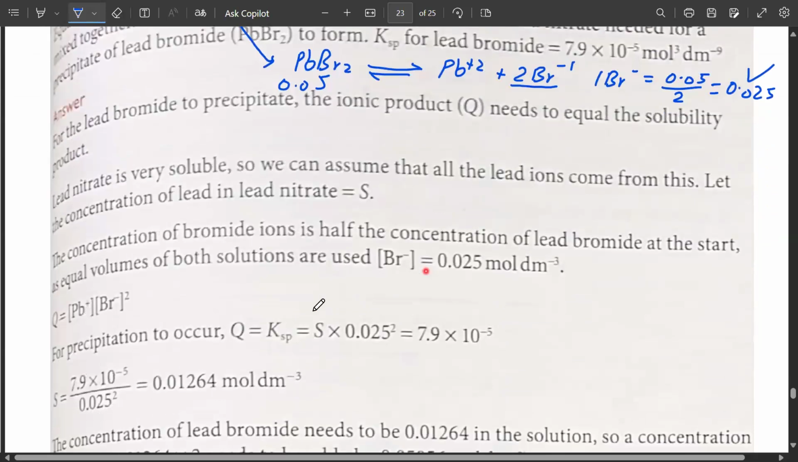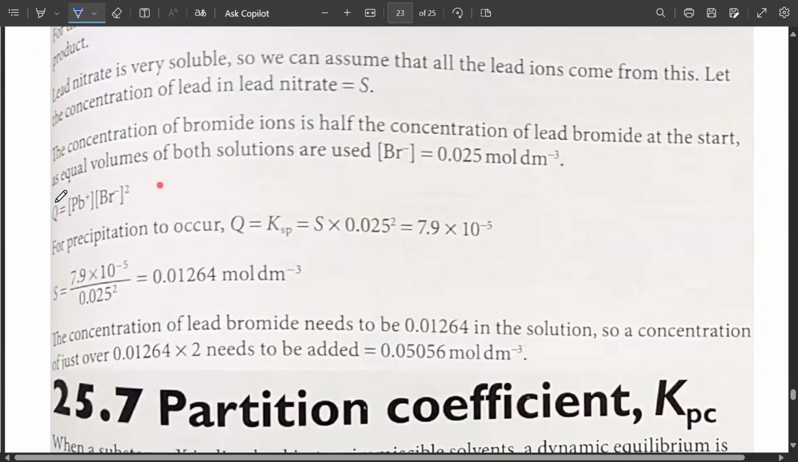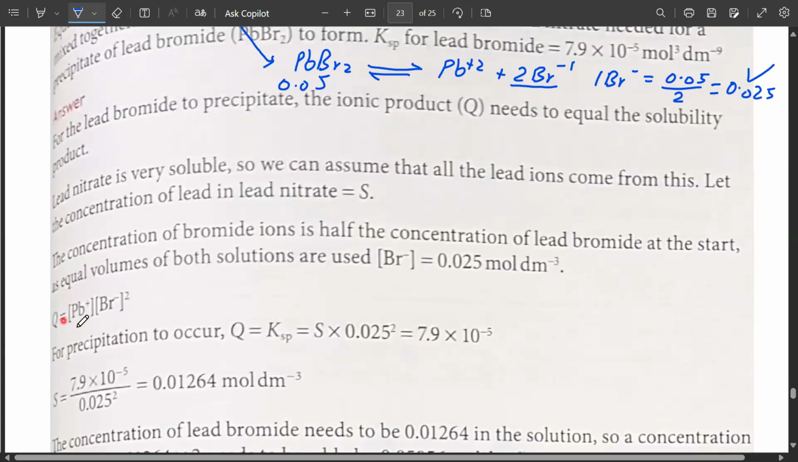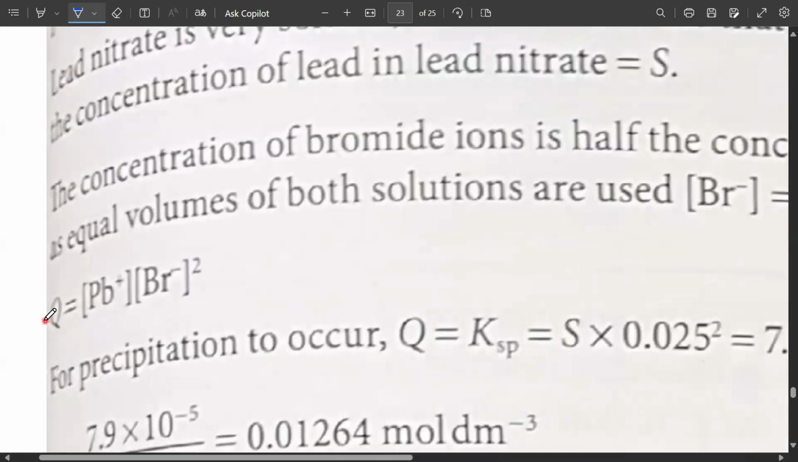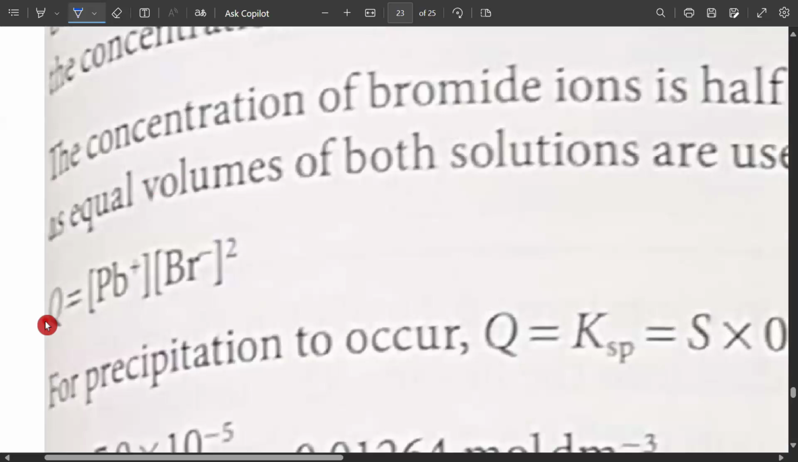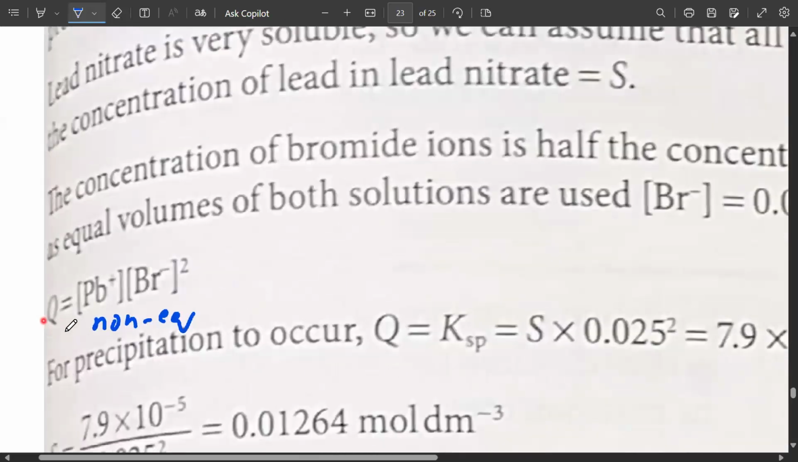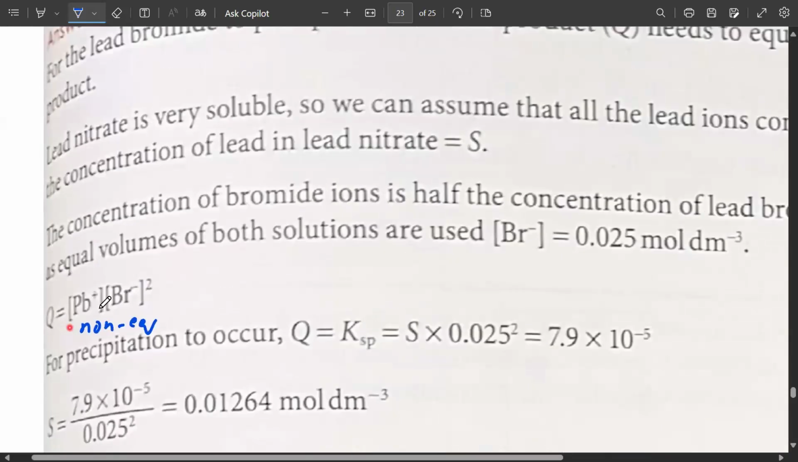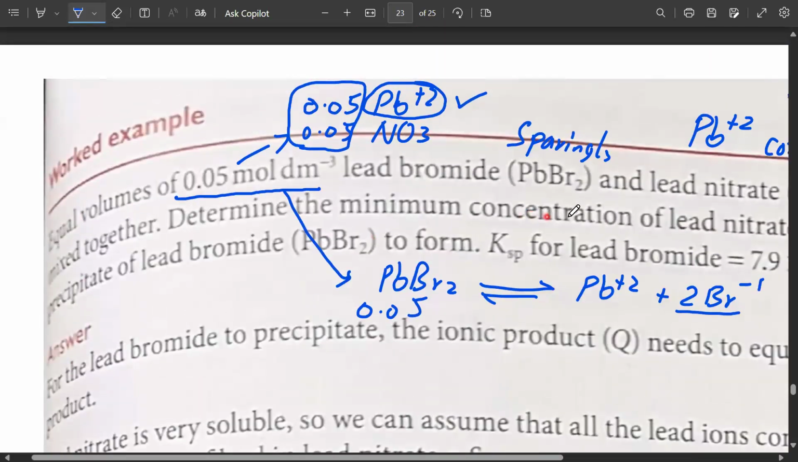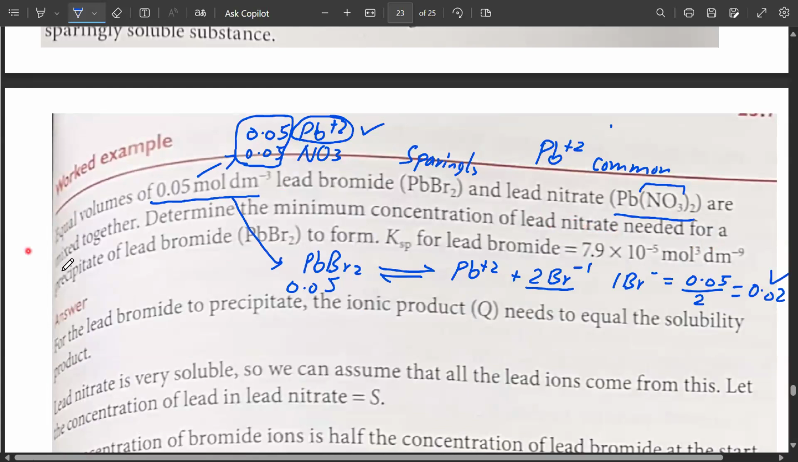Now you put these values into the equation, that Q is equal to lead ion into bromide ions. You are using this equation. It is the non-equilibrium state, not the equilibrium. So the non-equilibrium state will give you this value. Now for precipitation to occur, because it asks you to determine the minimum concentration of lead nitrate for a precipitate of lead bromide to form.